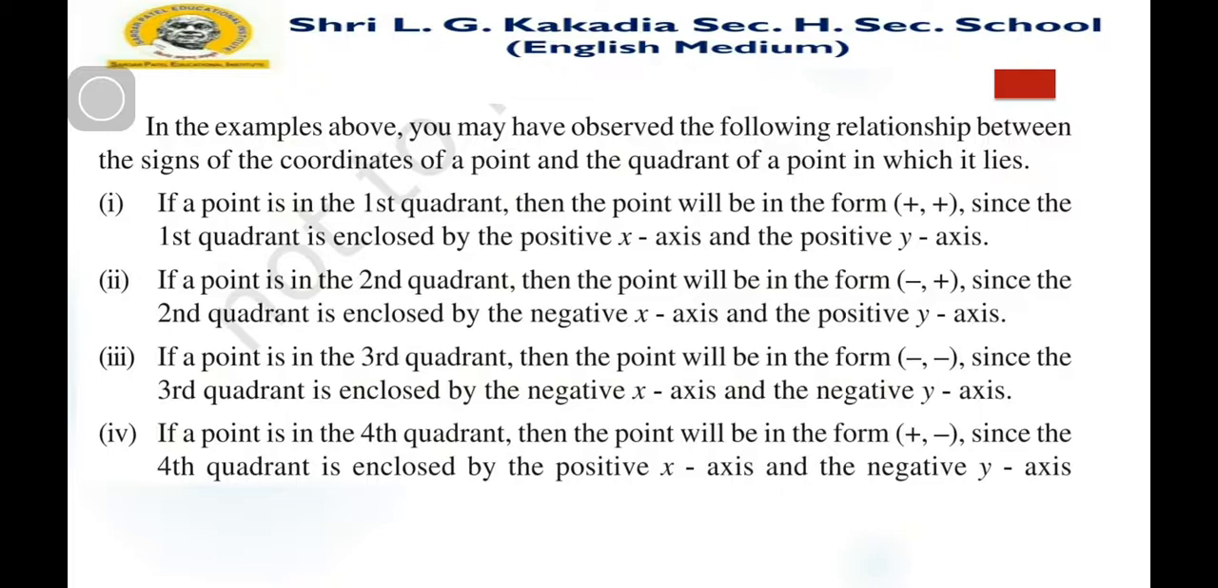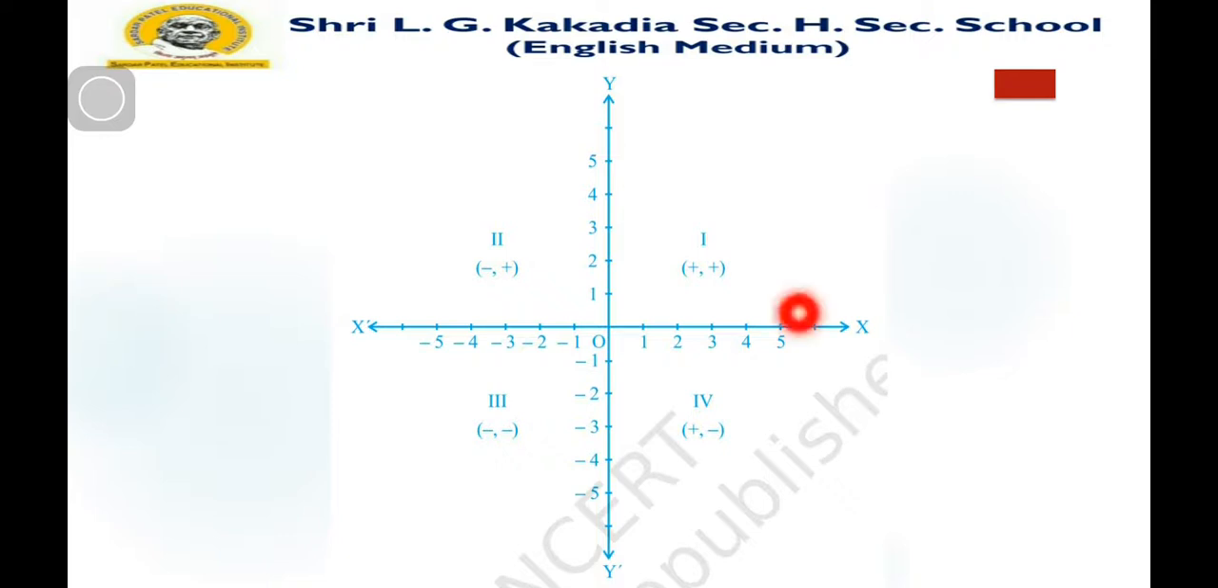So if the given point is in the first quadrant, second quadrant, third quadrant or fourth quadrant, then we can draw such a graph as you can see here. In the first quadrant, the coordinates of a point, both x and y, are always positive. In the second quadrant, any point will have a negative x coordinate and a positive y coordinate. Because here the x axis is negative and the y axis is positive, the distance on the x axis will be negative, and the distance on the y axis will be positive. So the coordinates of a point in this quadrant will be minus comma plus.